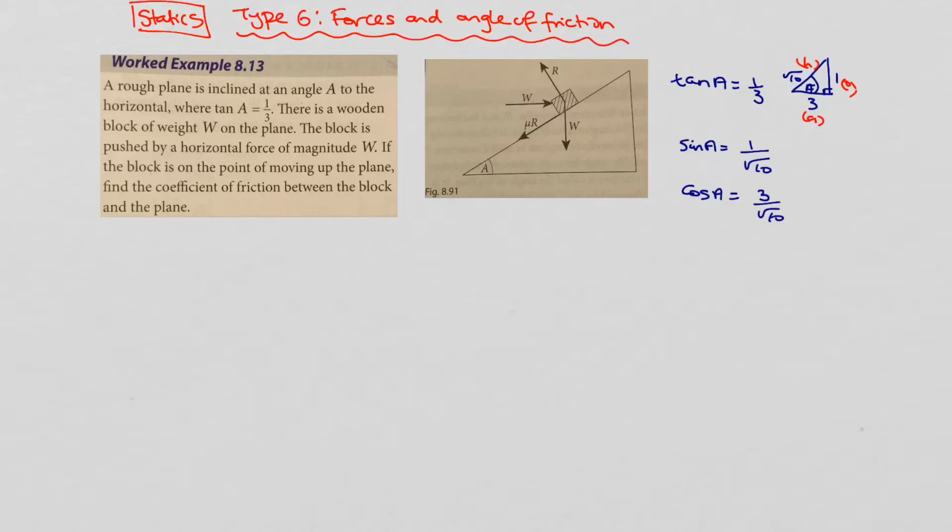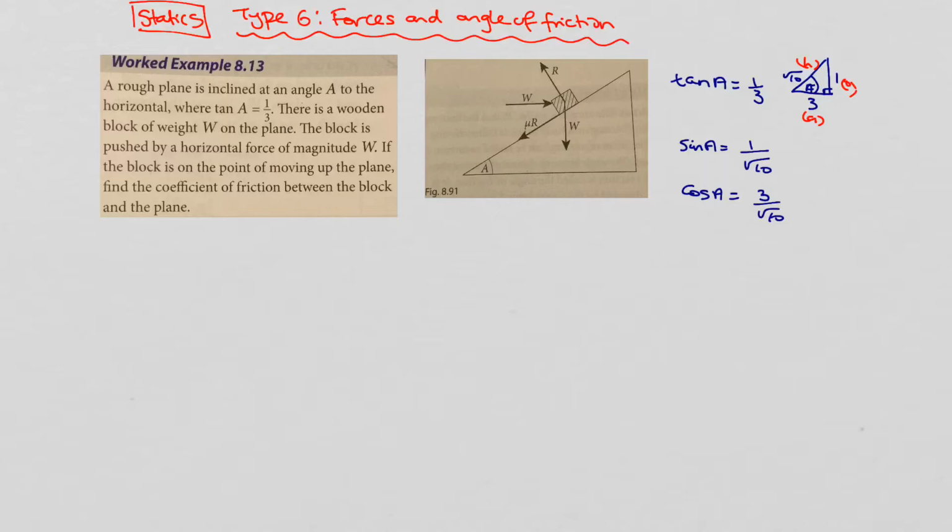Looking at the rest of the question, we're told there's a wooden block of weight W on the plane, and the block is also being pushed by a horizontal force of magnitude W also. We have to note that the pushing force is not parallel or perpendicular to the plane, so we're going to have to resolve that. The weight, the downward force of the block, also has to be resolved. At the end of the question, what we're trying to find is the coefficient of friction between the block and the plane, because it's a rough plane, so we have friction.